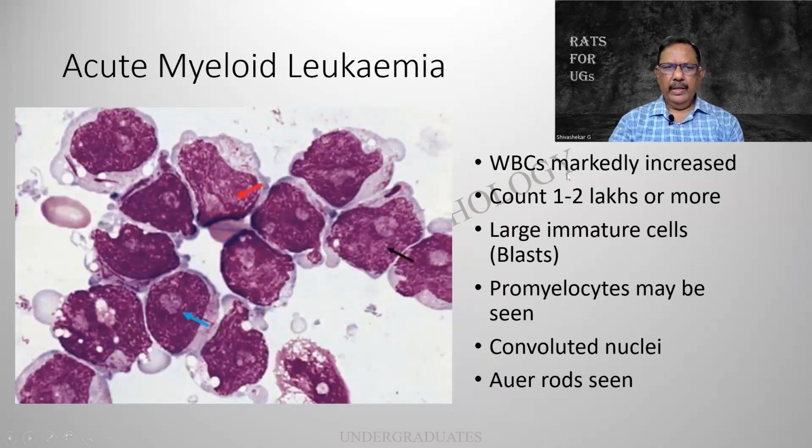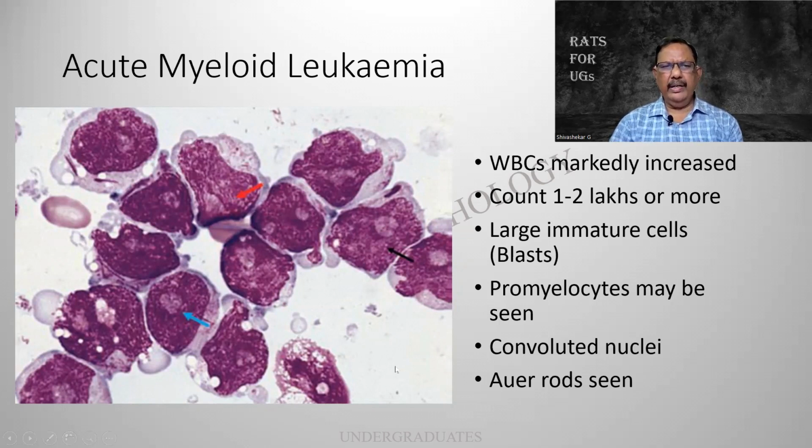Now look at this. There are again large cells. I am not seeing the mature cells at all. Obviously, there is a maturation arrest. And the cells are all large, abundant cytoplasm, and there is an irregular or a convoluted nucleus. The cytoplasm has got some inclusions called the R.A.T.S. Nucleoli, these pale areas are the nucleoli. They are 2 to 5 in number. Promyelocytes may be seen.